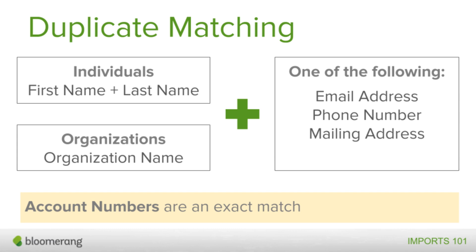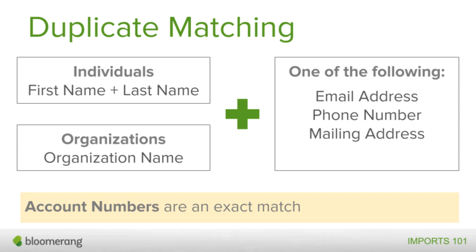For organizations, instead of first name and last name, it takes a look at organization name plus any one of these things. It has to be the name plus one of these things. We can't match just based on the name, because you might have some common names in the database. For example, if you have a John Smith in there or a John Williams in there, that could be a common name. We're not going to assume that it's the same person. So you need this additional piece of information to make sure that it's the same John Smith or it's the same John Williams.